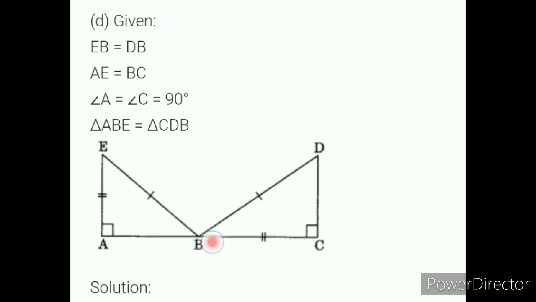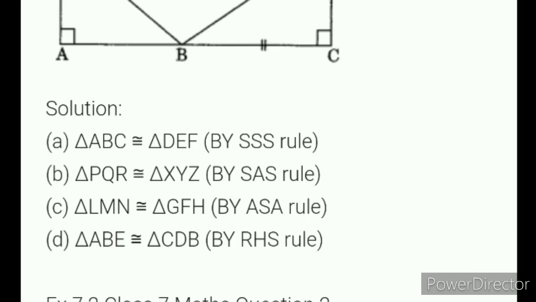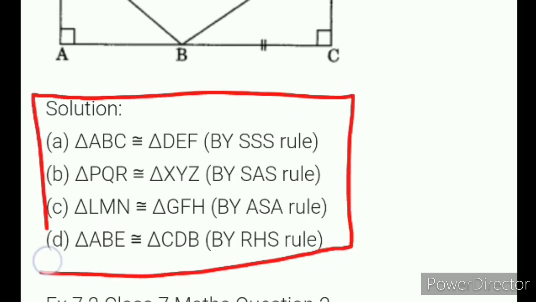Yes, good. Now, here they are given first the hypotenuse only. Got it? BE, that is EB equal to DB. Next, another side is given here: AE equal to BC, and angle A equal to angle C. Right angle. So, right angle, hypotenuse, one side. So, RHS criterion. Got it? Yes. Here is the solution of all parts of the question. Copy down this solution.